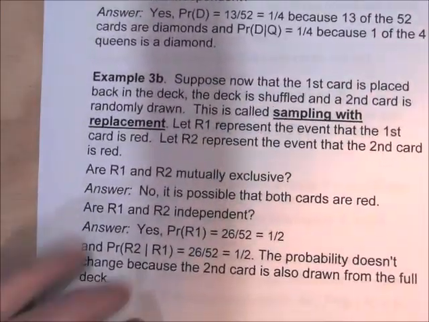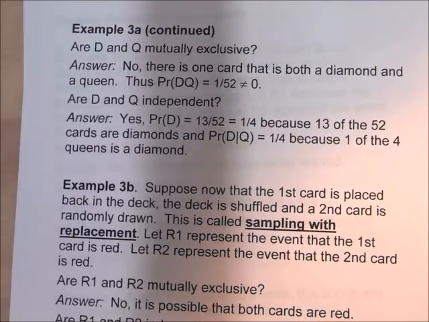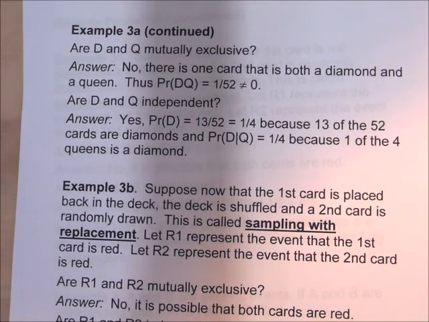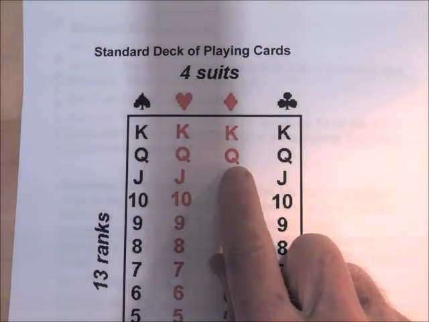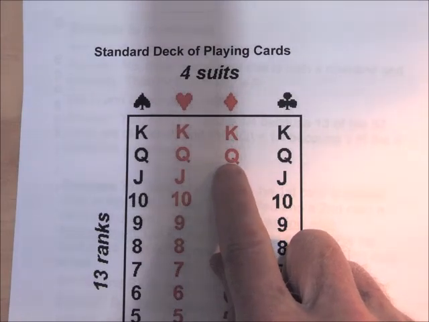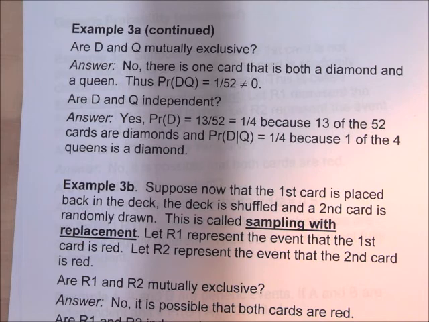Are D and Q mutually exclusive? The answer is no, they're not mutually exclusive. There's one card that is both a diamond and a queen, the queen of diamonds here. This card is both a diamond and a queen. So D and Q are not mutually exclusive.